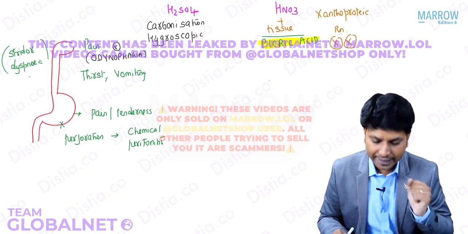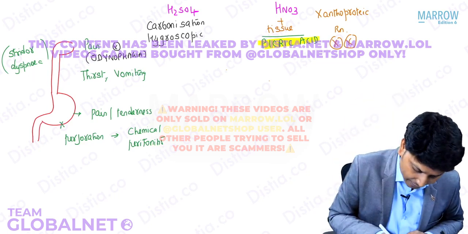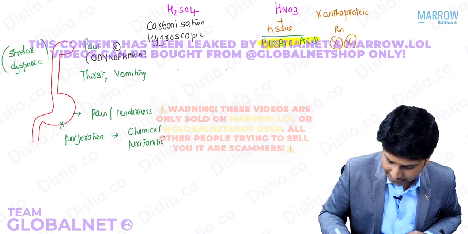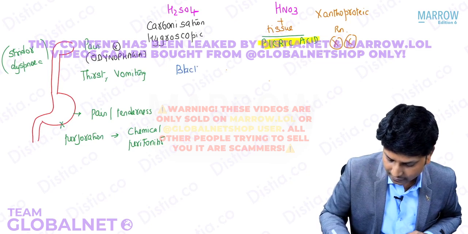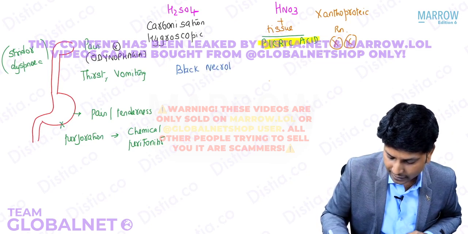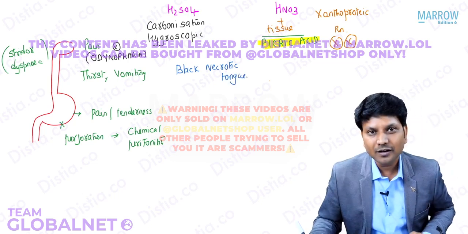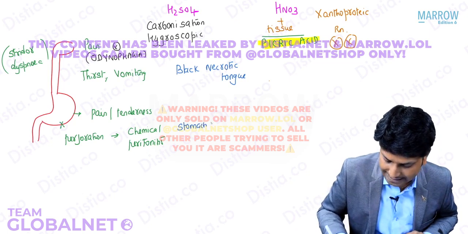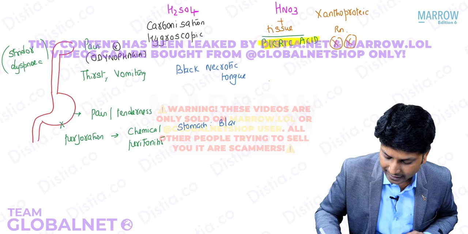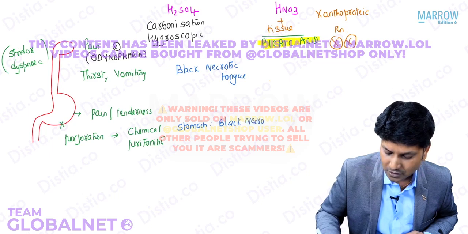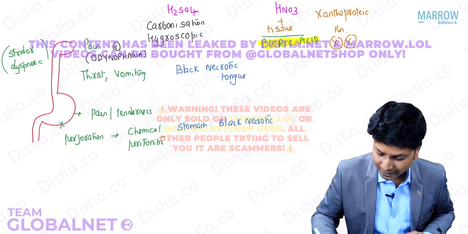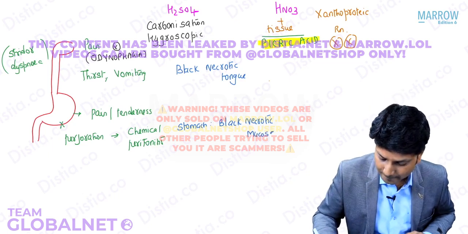What are the postmortem findings that you will get? Here you will get a black necrotic tongue. The tongue will be necrotic and swollen. And if you examine the stomach during autopsy, you can see the mucosa will be black and necrotic. I told you carbonization, right? So it is black necrotic mucosa.